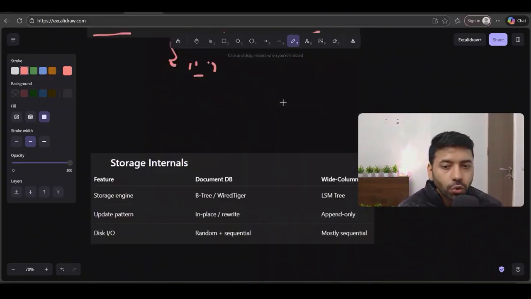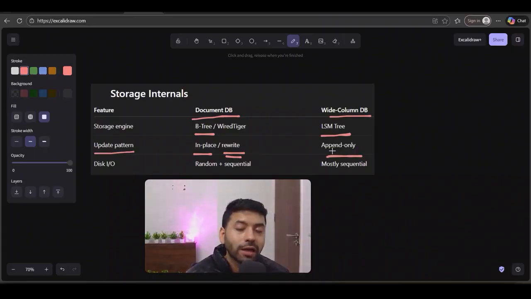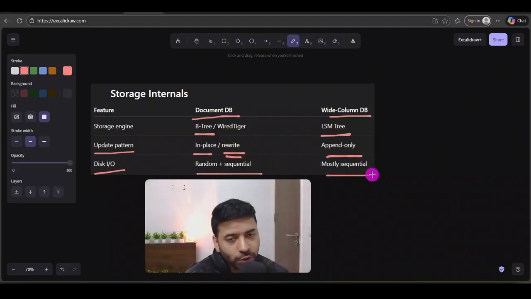Next, if we talk about what they use internally, the document database internally uses a B tree, whereas a wide column database uses an LSM tree. When we talk about the update pattern, in a document database that is an in place or rewrite pattern. In a wide column database, it is an append only pattern, and due to the append only pattern, the writes are quite fast. And when we talk about disk IO, in a document database it is random plus sequential, whereas in a wide column database, it is mostly sequential. You don't need to remember all of this. I just gave you brief insights, like what the differences are between those. You should be aware of that very clearly.